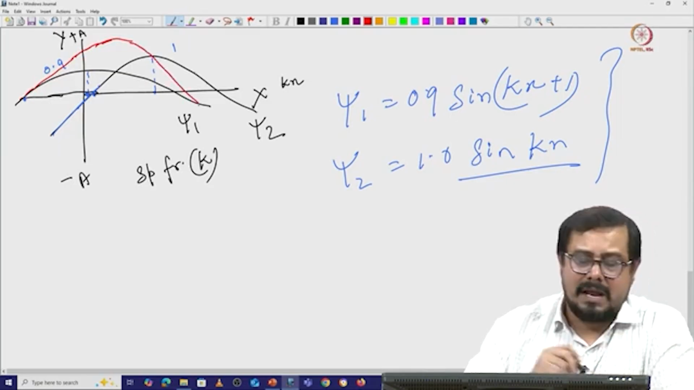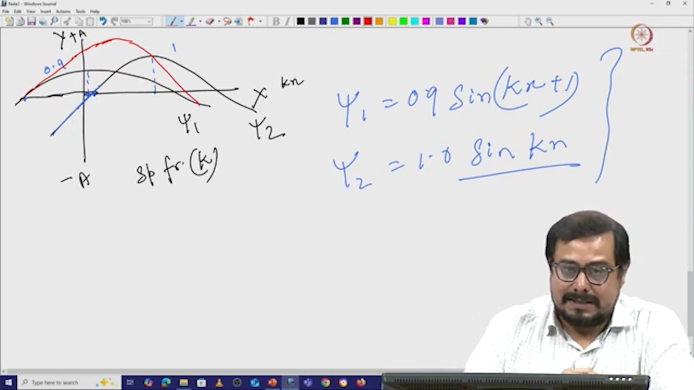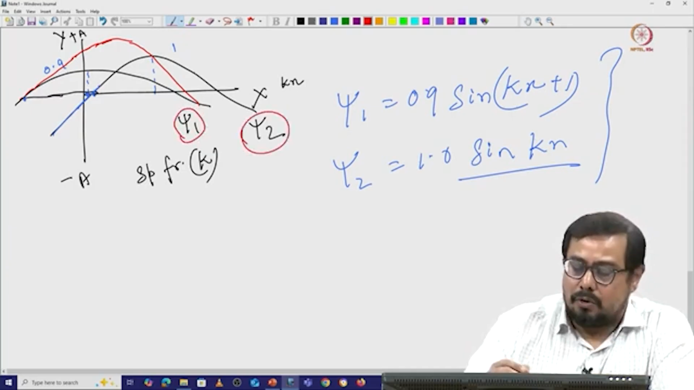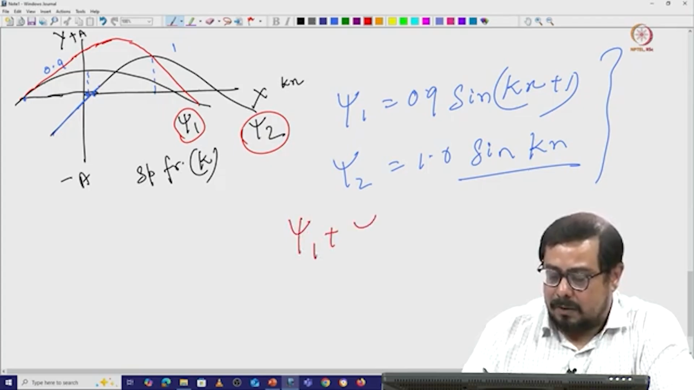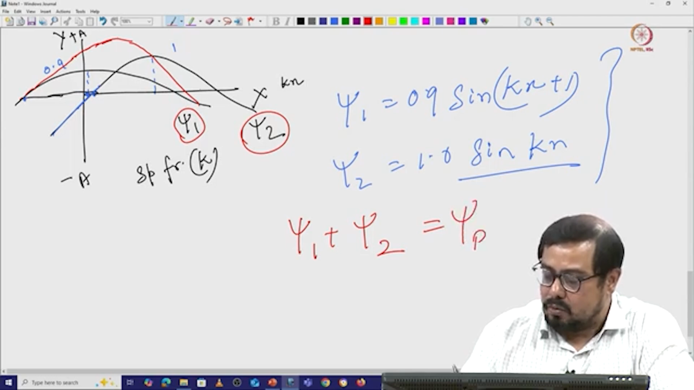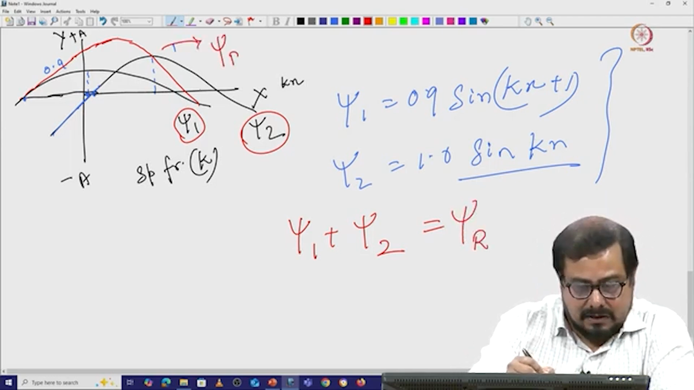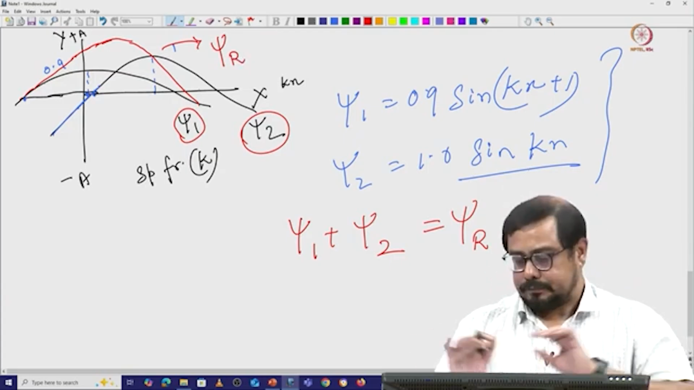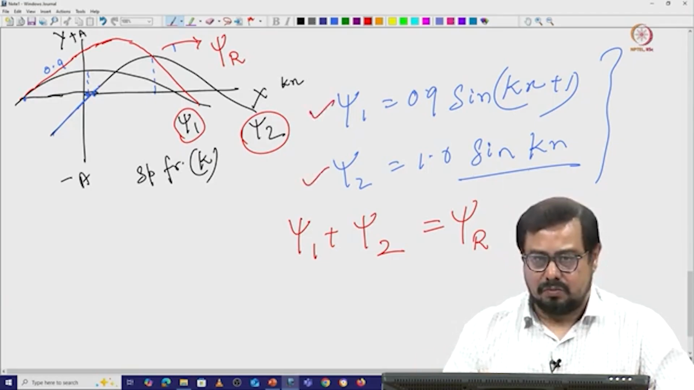So, it will come like that. So, what is this? Here we have two waves, wave 1 and wave 2. Basically, this is the sum of wave 1 and wave 2, and that is giving us a resultant wave, which is called wave R. So, this is our resultant wave, the summation of these two.